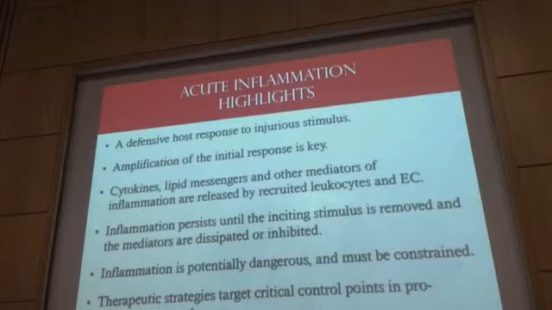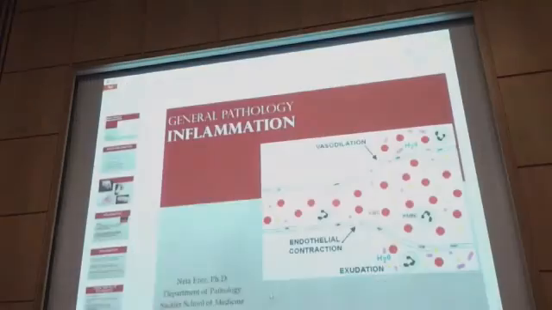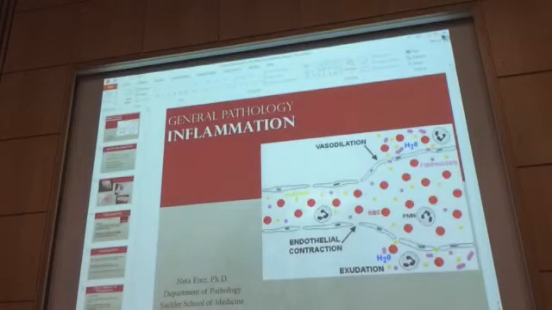This is just a summary of different highlights about acute inflammation. It's a defensive host response. It's amplified, lots of mediators. It persists until the stimulus is removed and the mediators are inhibited or degraded. Inflammation is potentially dangerous, needs to be very strictly regulated. And that's about it. And we're going to start now talking about chronic inflammation.